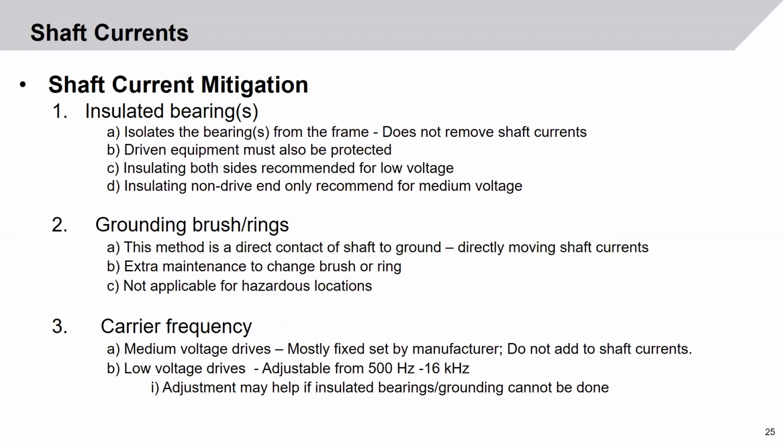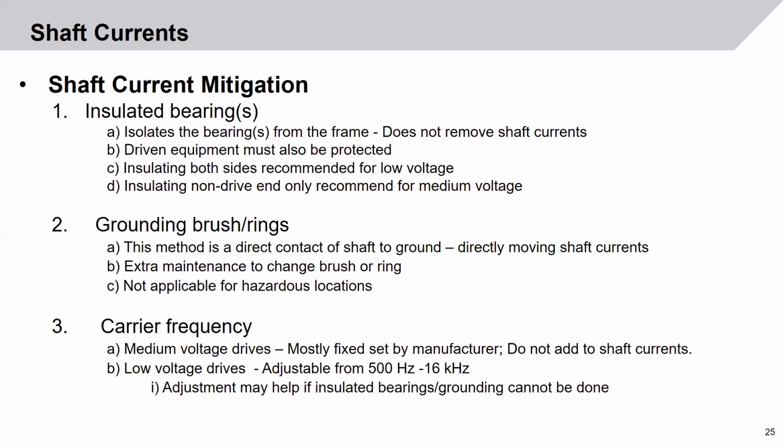A second method that could be utilized is using ground brushes or rings. This is a carbon brush or a ring of carbon fiber that makes direct contact from the shaft to ground. Therefore, this directly removes shaft currents. However, this method does require extra maintenance to change and or clean the brushes or rings. Again, as we spoke before, this is an arcing device, therefore it is not applicable for hazardous locations.